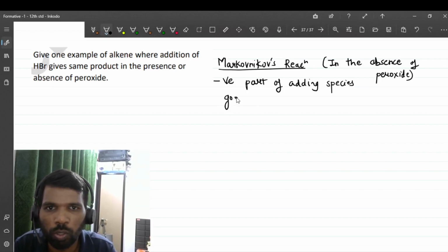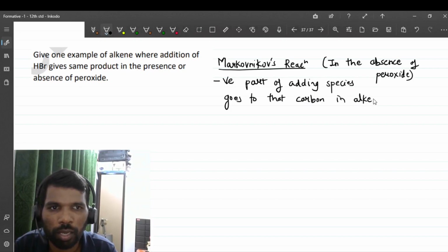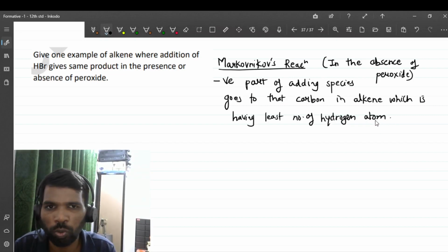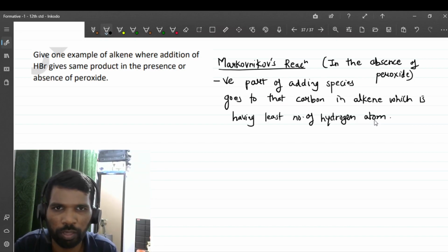to that carbon in the alkene which is having the least number of hydrogen atoms. So this is a rule. There is a theory behind it. There is a whole mechanism for that. I'll not discuss that mechanism here, but I'll tell you the rule.